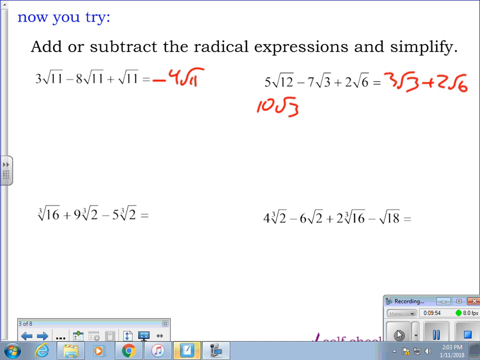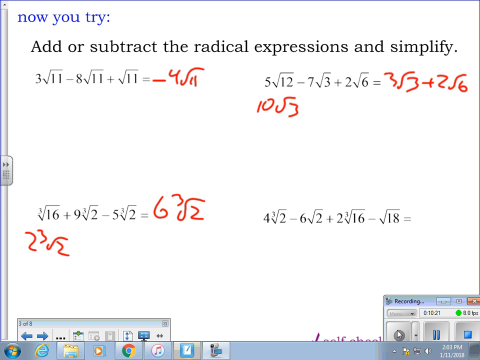Get down to here, same situation. Cube root 2, cube root 2. Cube root of 16, we did this on the other page. The cube root of 16 is 2 cube root 2. So now I can make them all like radicals. They're all cube root 2s. 2 plus 9 is 11. 11 minus 5 means that I have 6 cube root 2s. Okay.